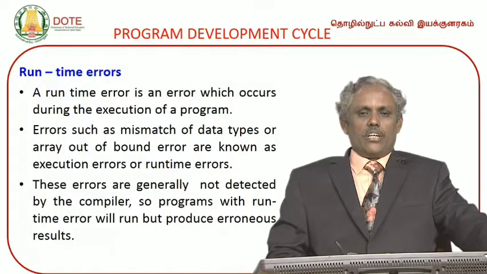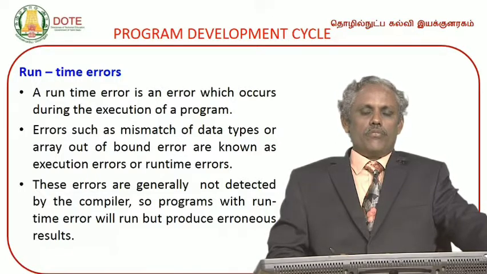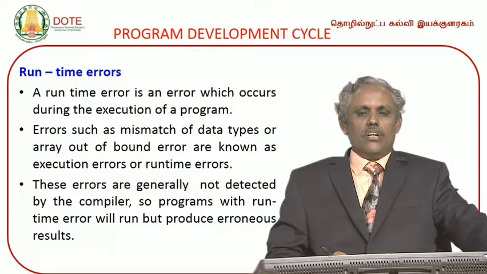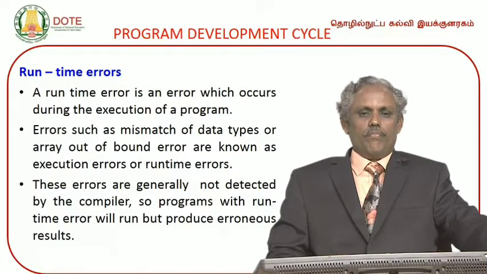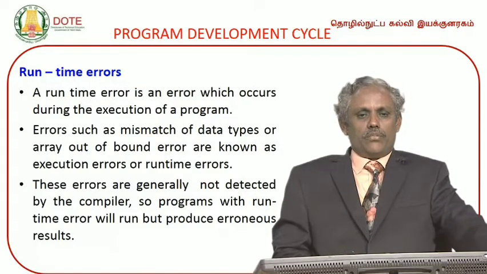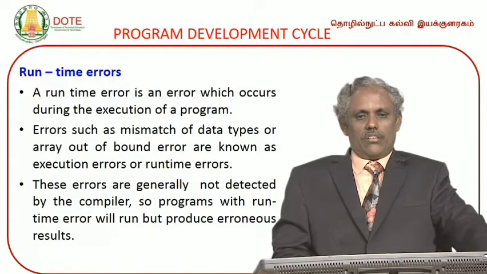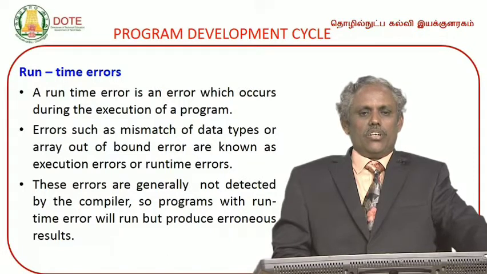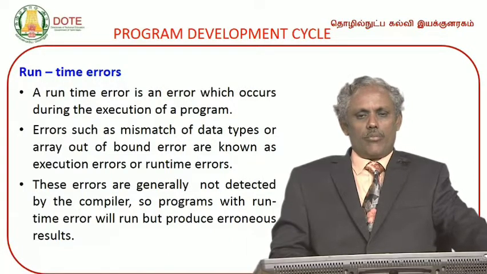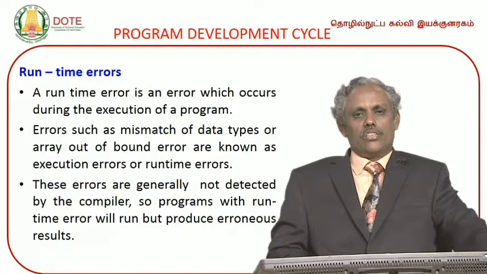Runtime errors are the types of errors that occur during execution of the program. Actually, the program will be successfully compiled, but during execution there may be some errors. Errors such as mismatch of data types or array out of bounds are known as execution errors or runtime errors. The execution or runtime errors are not detected by the compiler. So, programs with runtime errors will run, but produce erroneous results.